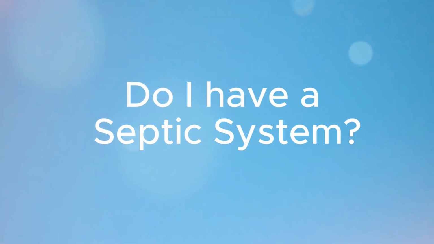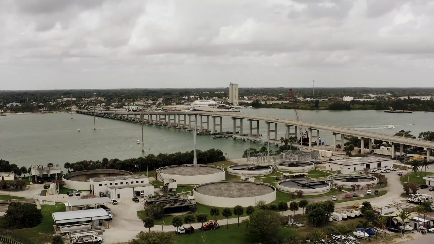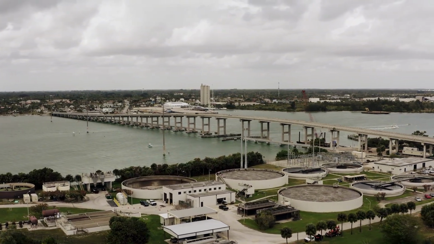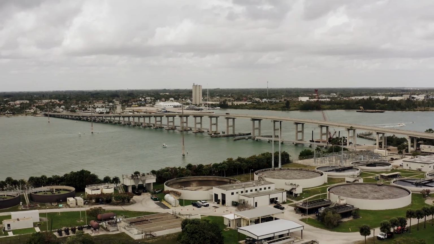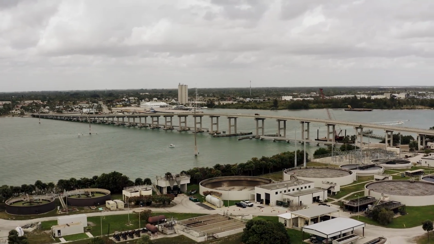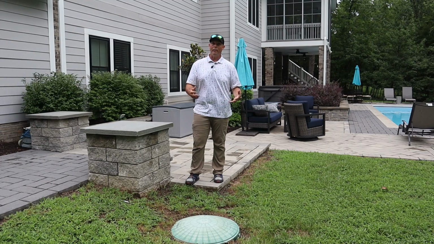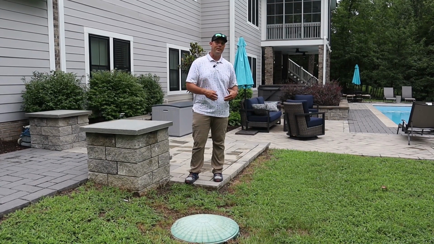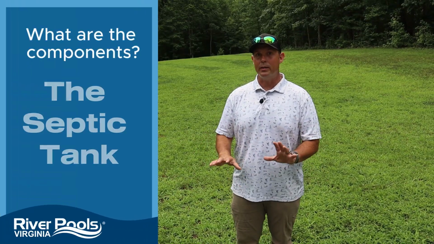So first off, if you don't know if you have a septic system, you may not have a septic system. You may have town or city sewer, and if that's the case, you just have a line that comes out of your house and ties in to that public system. But if you live in a rural area, you probably have a septic system that consists of a few major components that we're going to talk about today. So basic components, number one, septic tank.